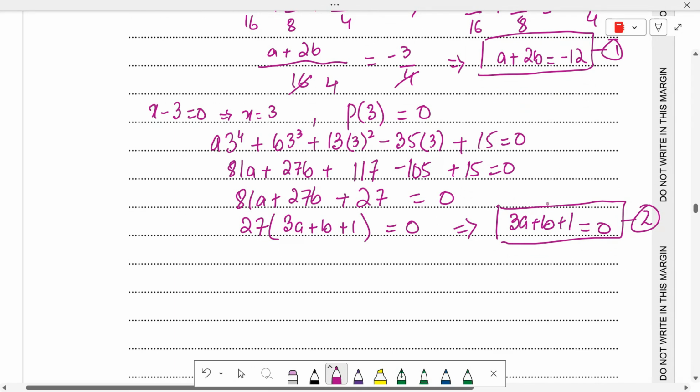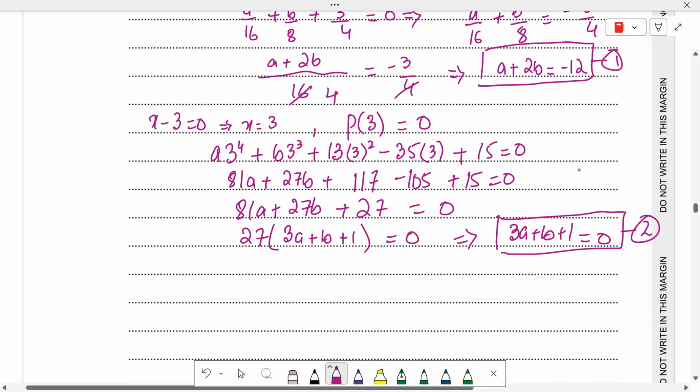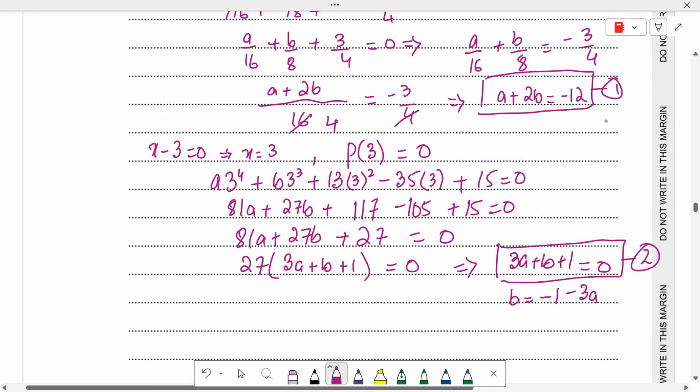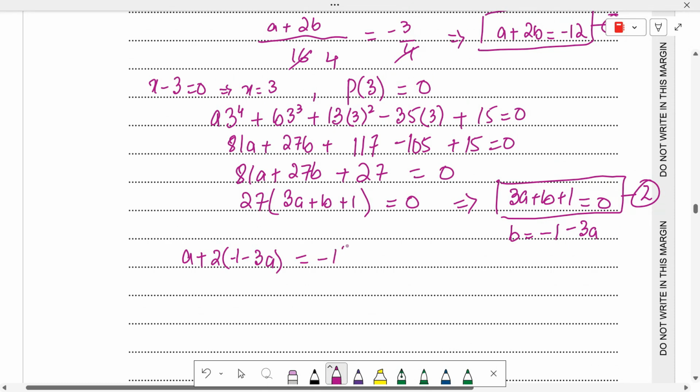We have two equations and two variables. We need to find the values of a and b, so we will solve them simultaneously. First we find b, which is equal to negative 1 minus 3a. When we plug this value of b into equation 1, we will have a plus 2 times negative 1 minus 3a equals negative 12.